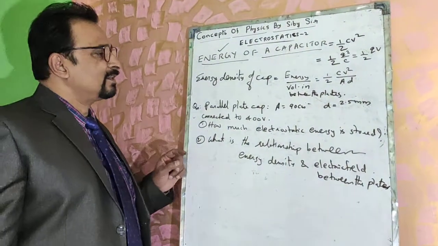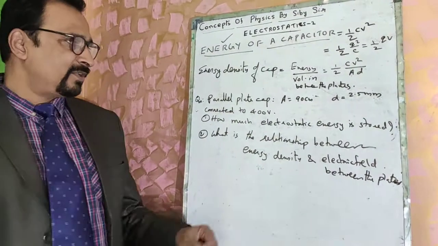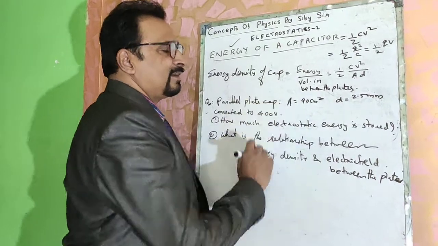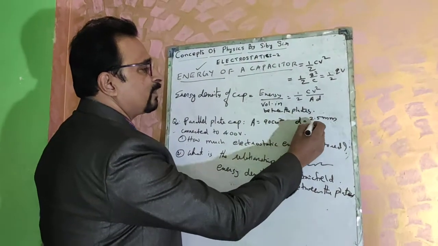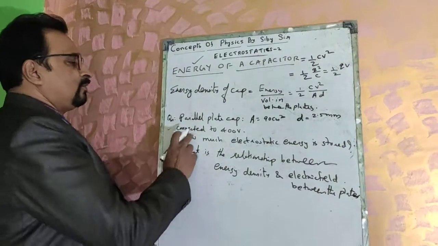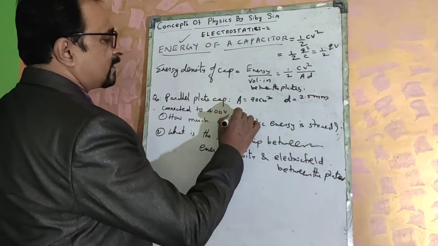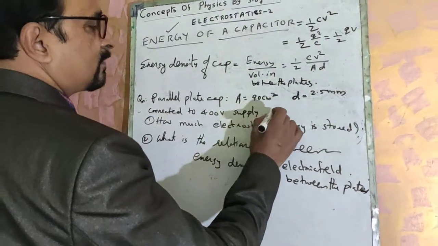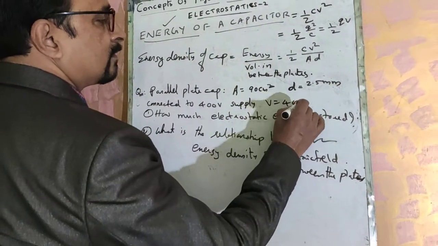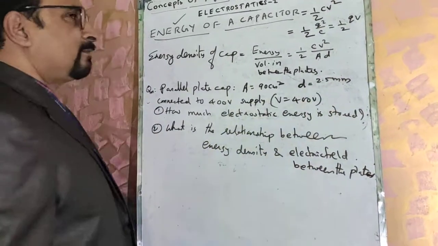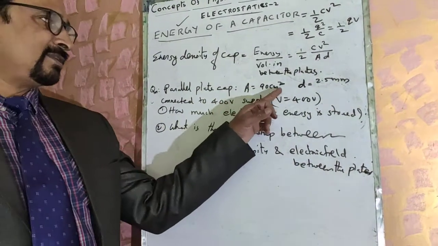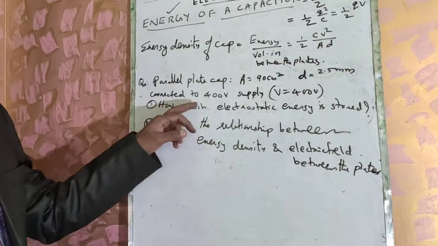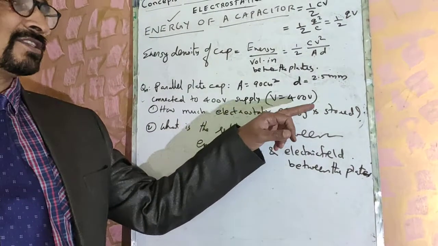Now read this question. There is a parallel plate capacitor with area of each plate 90 centimeter square, area of each plate A, and the distance between the plates 2.5 millimeter, connected to 400 volt supply. So V is equal to 400 volt. So three values are given: area of the plates 90 centimeter square, distance between the plates 2.5 millimeter, and V is equal to 400 volt. How much electrostatic energy is stored?